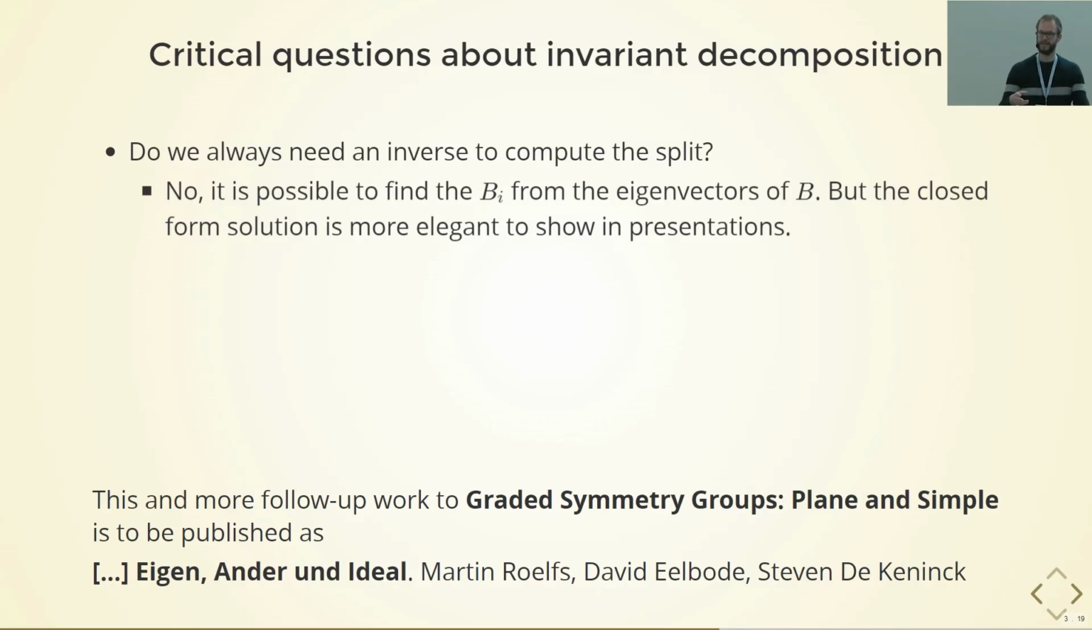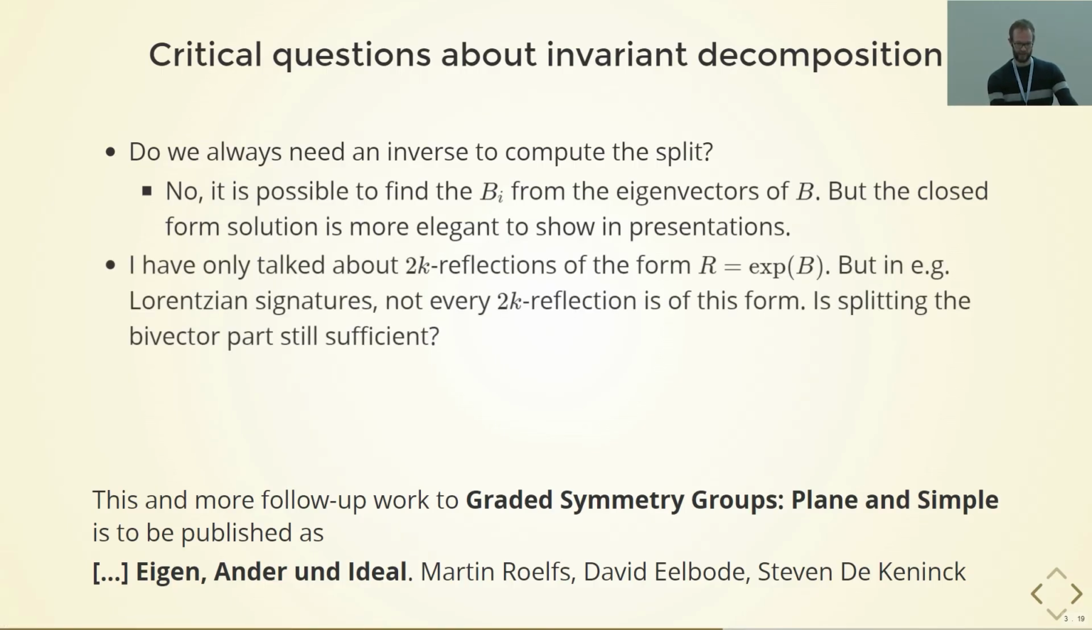You can also get at it through the eigenvectors of this B. But I think the closed form solution is much nicer to show in a presentation and more insightful. But no, you don't need an inverse. And so far I've only talked about 2K reflections that are of the form, the exponential of a bivector. And a critical person might also say, well, not every 2K reflection is of the exponential form, which is true. But even then, you can show that it is still generated by a bivector. So really, splitting the bivector is all you need.